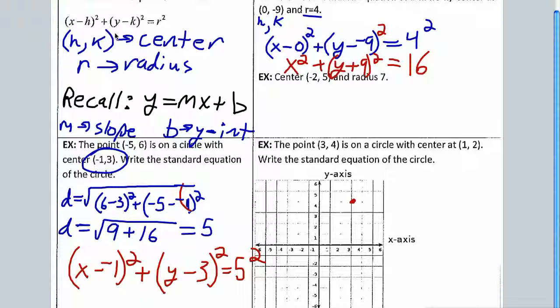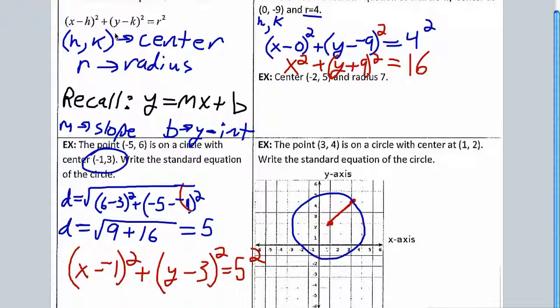The point on the circle. And then the center is at 1, 2. So over 1, up 2. There's the center of the circle. And my goal here is to find the radius. Well, if I'm very careful in how I draw my circle, then I can kind of estimate the radius of my circle.